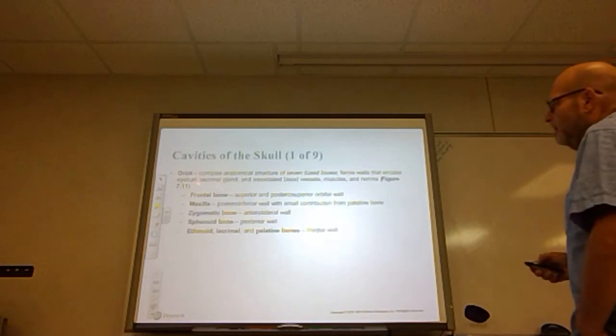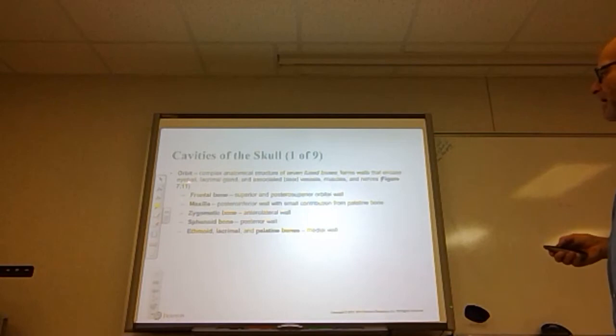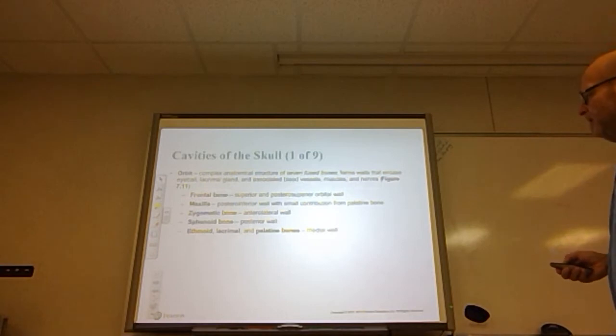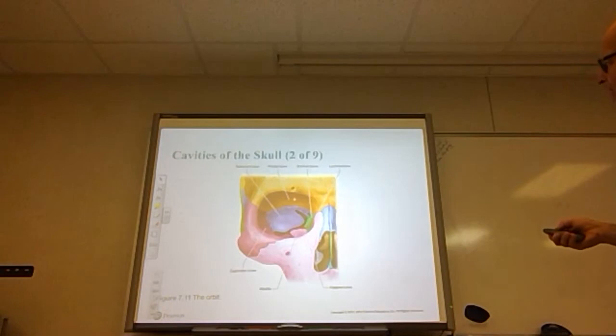Cavities of the skull, the orbits, this is where you're going to find your eye. It's a complex anatomical structure of 7 fused bones. It encases the eyeball, but also the lacrimal gland, the associated blood vessels, muscles, and nerves. The bones included are the frontal bone, the maxilla, the zygomatic bone, the sphenoid bone, the ethmoid, lacrimal, and palatal bones. All of those bones articulate to form the orbit of the eye. And here's the frontal bone, the ethmoid bone, the lacrimal bone, the palatal bone, zygomatic bone, and the sphenoid. All of those bones come together to form the eye socket.